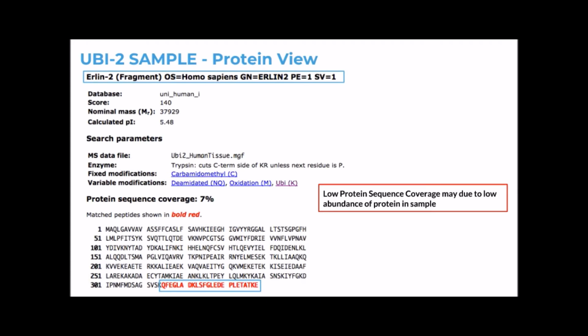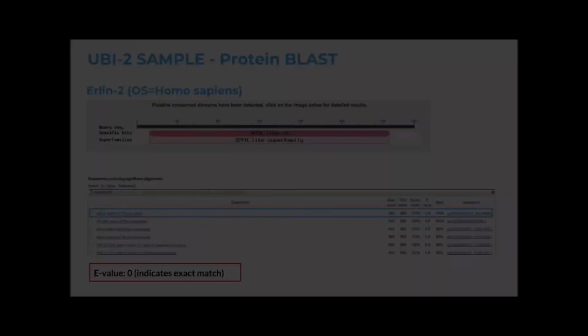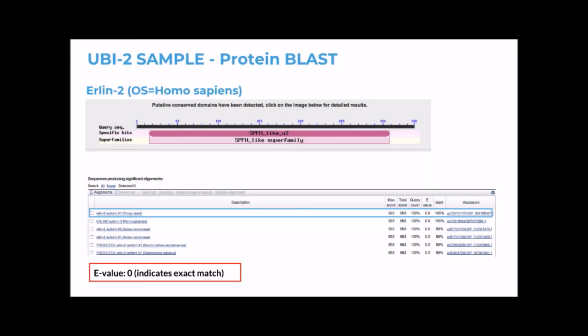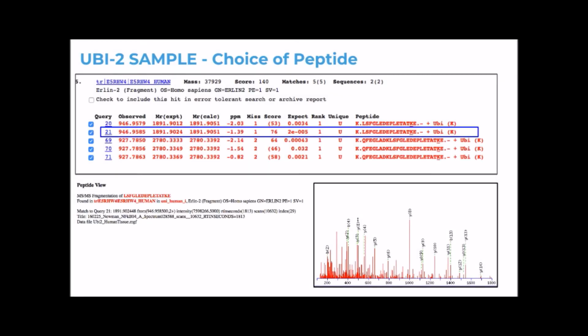From the protein view of Mascot, we were able to see that the sequence coverage for Erlin 2 is very low. This could be due to the low abundance of Erlin 2 in the sample. After blasting, we are able to see that Erlin 2 is the exact match with the Erlin 2 isoform based on the expectation value. The top score for the peptide, which was chosen after locating that the ubiquitinated lysine is in the middle fragment, is as shown here.